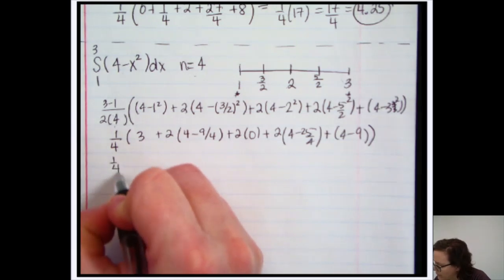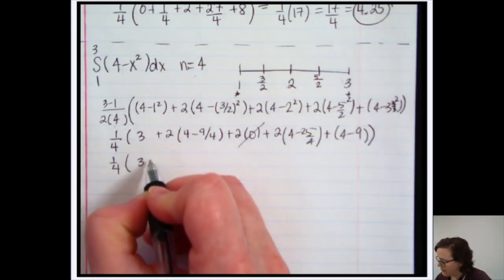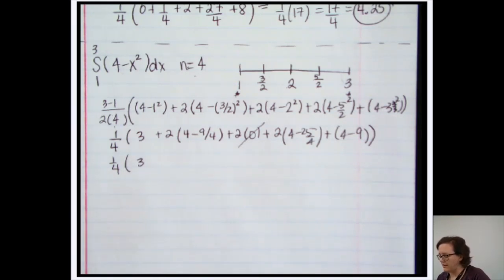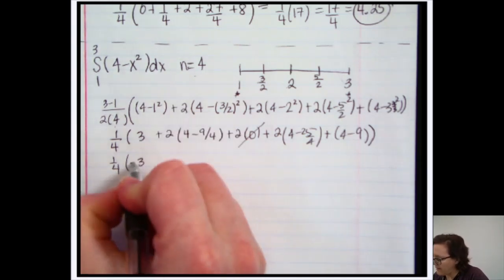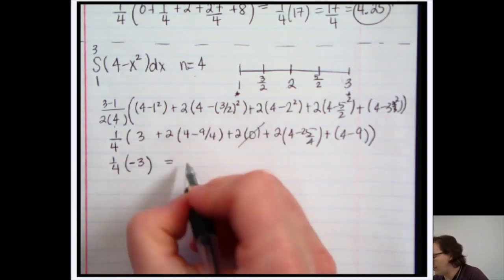Okay. So we have 1/4 times, let's see, that goes away. Oh, I think I'm going to be lazy and put that in my calculator. Hopefully that's okay with you. So 3 plus 2 times 4 minus 9 divided by 4, plus 2 times 4 minus 25/4, it's minus 5. And of course I messed up again. And that gave us -3. Okay, if you put that all in your calculator. So 1/4 times -3 is -3/4.